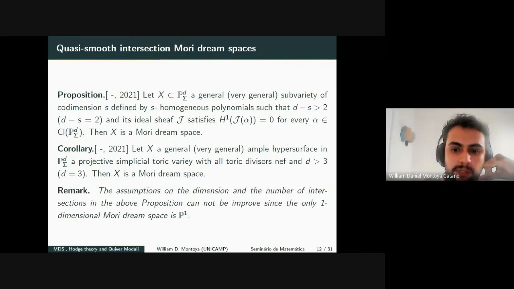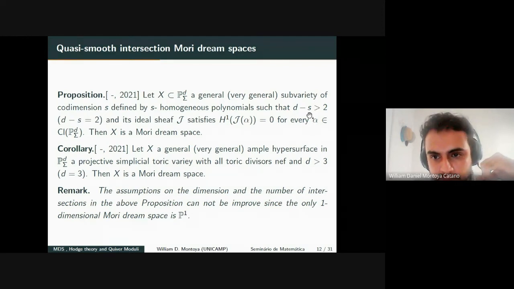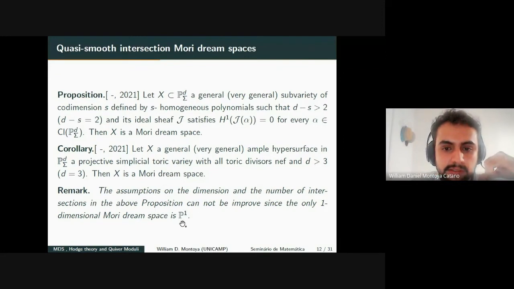An interesting remark is that the only one-dimensional Mori dream space is P1. This is why I always assume these conditions on the dimension, because you cannot expect it even by putting generality. If you are on a curve, being a Mori dream space means just P1. You don't have too many options there.